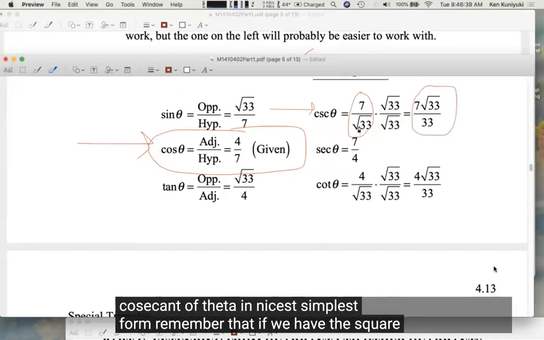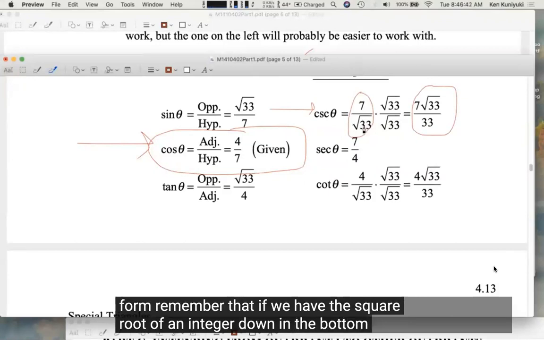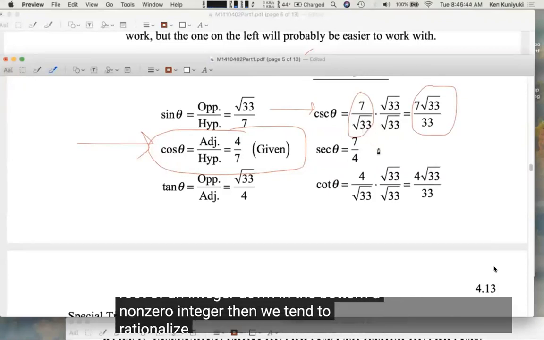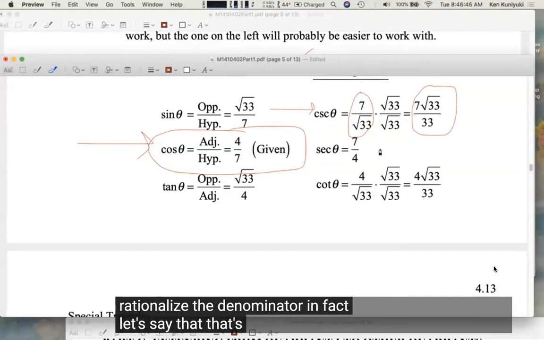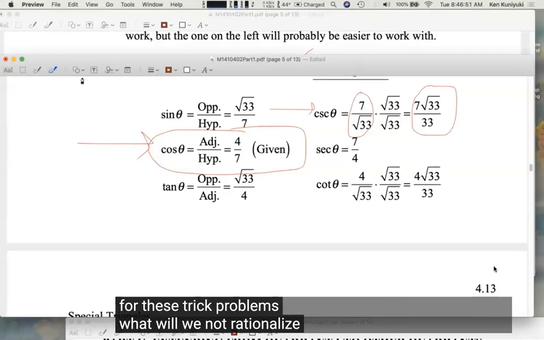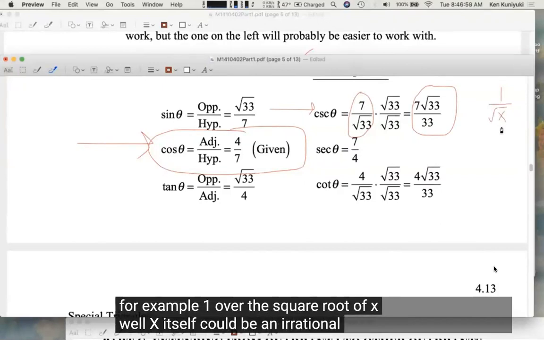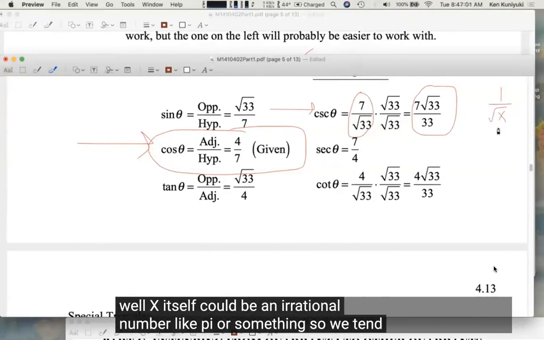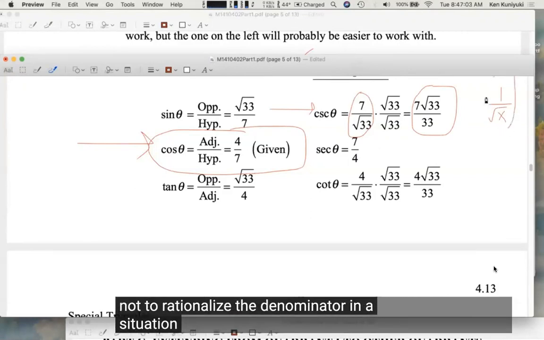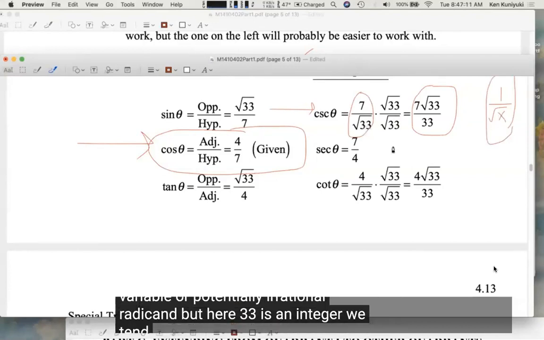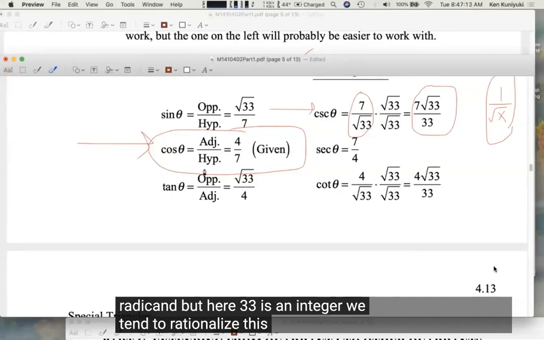Remember that if we have the square root of an integer down in the bottom, a non-zero integer, then we tend to rationalize the denominator. In fact, let's say that that's typically required for these trig problems. When would we not rationalize? If we have, for example, 1 over the square root of x, well, x itself could be an irrational number like pi or something. So we tend not to rationalize the denominator in a situation like this, where we have a variable or potentially irrational radicand. But here, 33 is an integer. We tend to rationalize. This is easy.